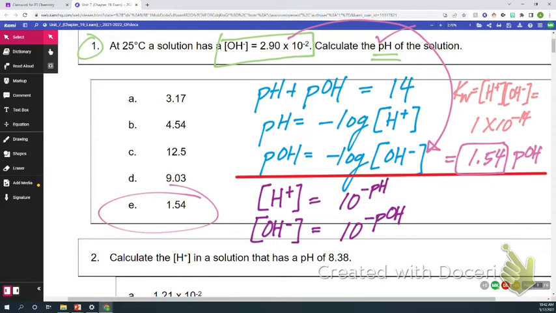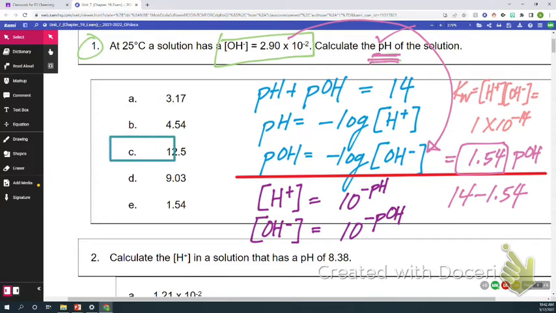So some of you were like, oh, I'm done, like I got this. I plugged it in, negative log, and then you stopped there, and then you answered E, and the choice is there, but it's not the right answer. That's the pOH. They asked for the pH. You have to look to see what they're asking for. So 14 minus 1.54. You just always subtract from 14 to get the pH. Or if they give you the pH, do the same thing and that'll give you the pOH. So 14 minus the answer, and the answer rounded and everything is 12.5.